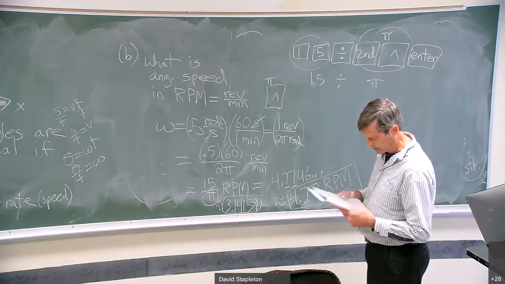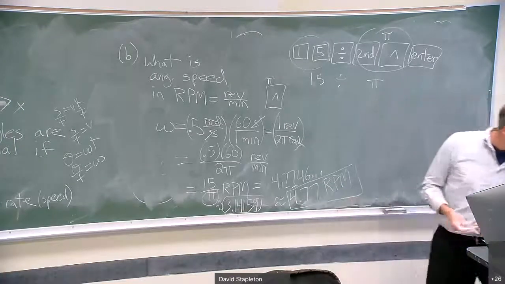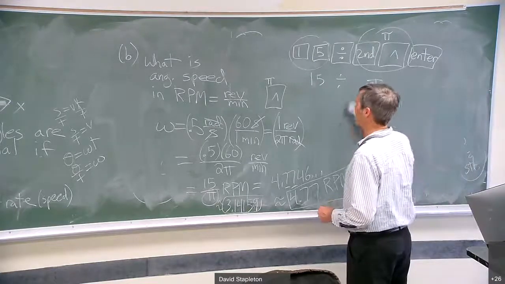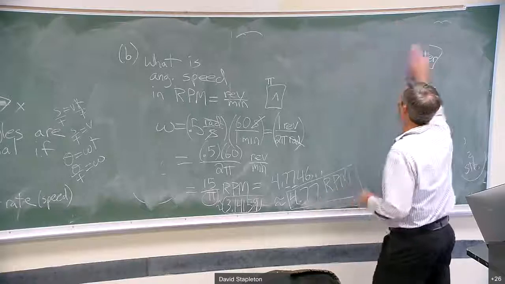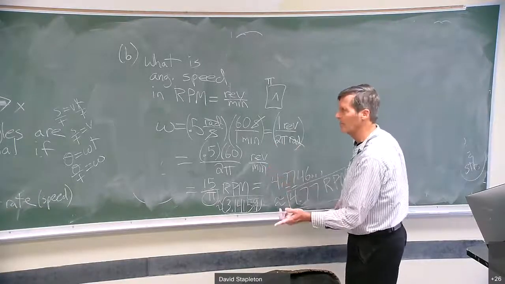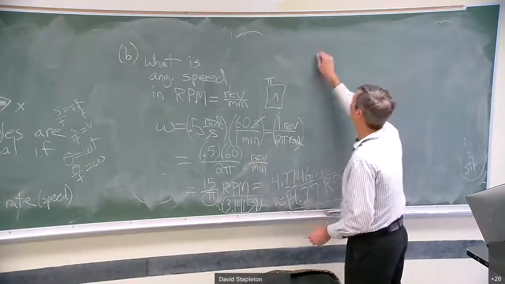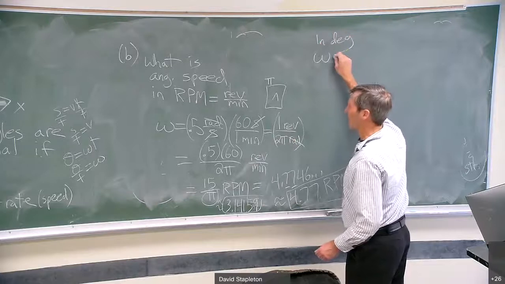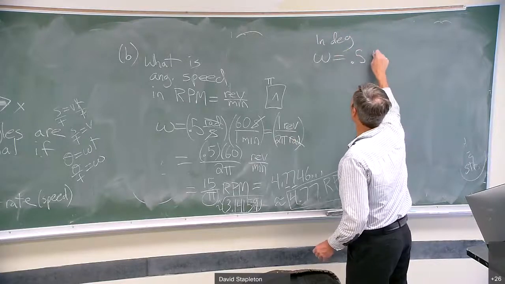You can also convert to degrees per second. How many degrees per second is it? Again, that's still a rotation rate, right? It's an angle divided by time, so it's an angular velocity. So we'll say in degrees, we can also convert it. Omega is equal to 0.5 radians per second.